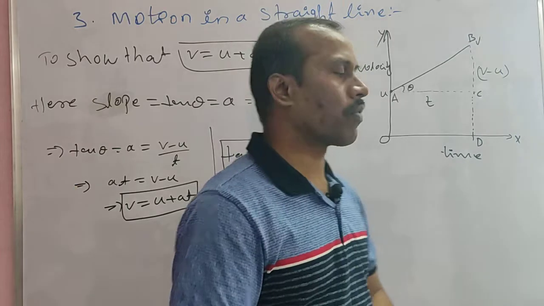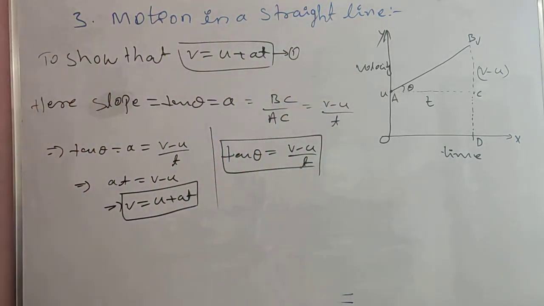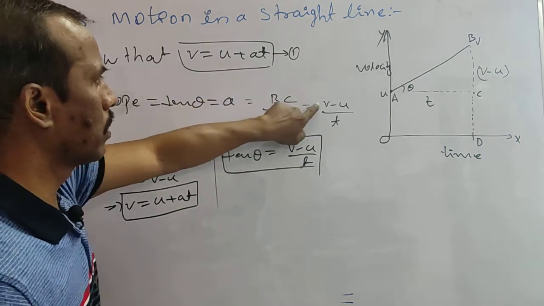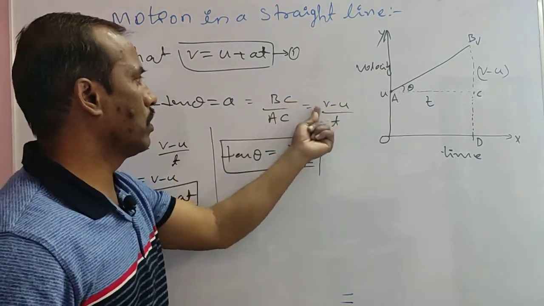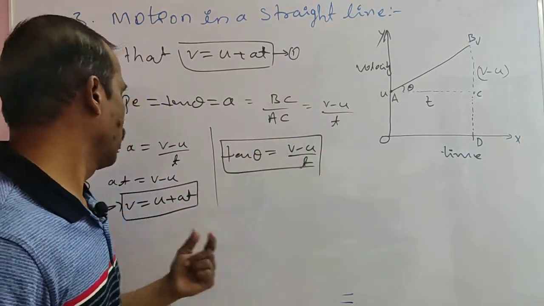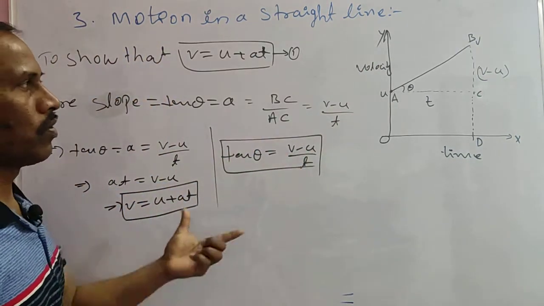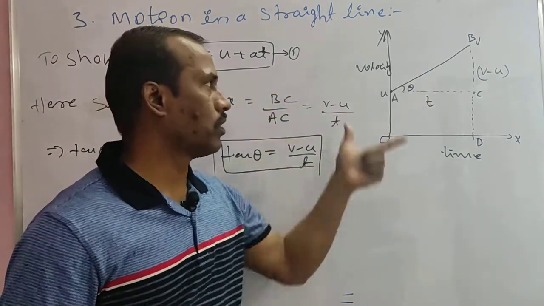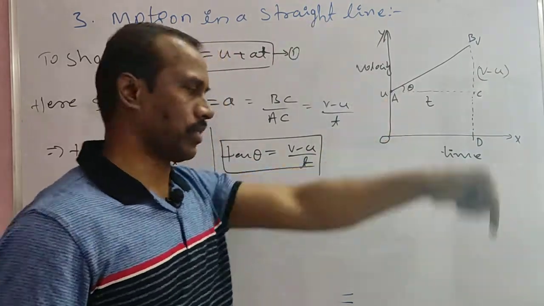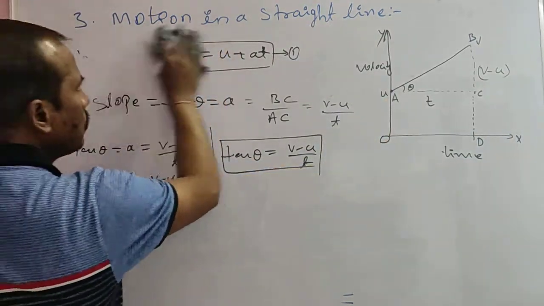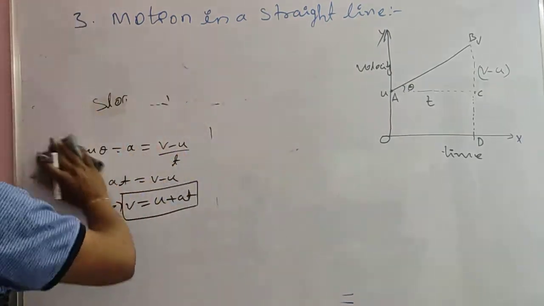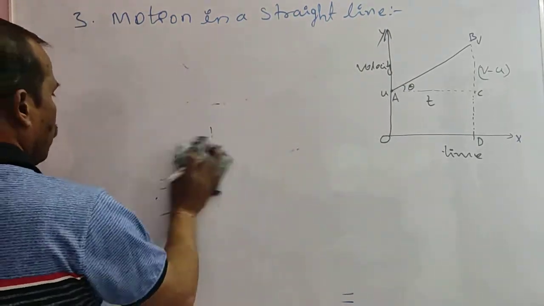Here, from the graphical method, first of all note this. Slope is equal to tan theta is equal to A is equal to BC by AC. Here BC is nothing but the change in velocity, final velocity minus initial velocity, by time. So tan theta is equal to (V minus U) by T, and V is equal to U plus AT. Velocity time graph, with time on the positive x-axis. Now next one, S is equal to UT plus half AT square.